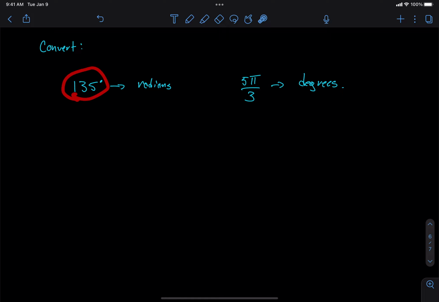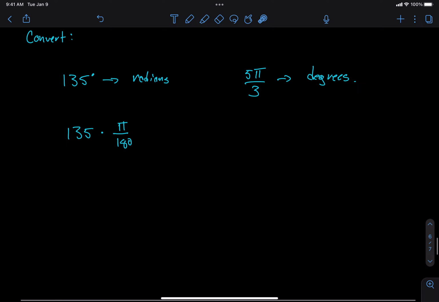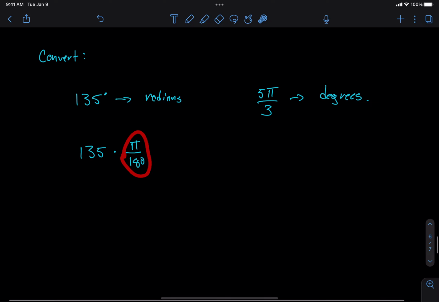So we start with a degree measure and we want to go to radians. What should I do? Multiply by pi over 180. How can I remember whether I'm supposed to do pi over 180 or 180 over pi? When we go to radians, we want pi to be on the top.